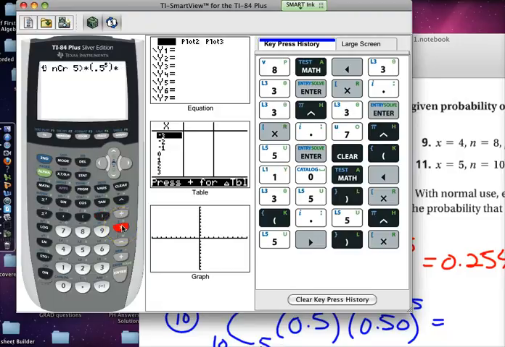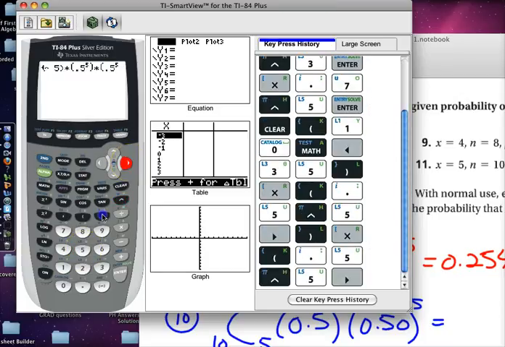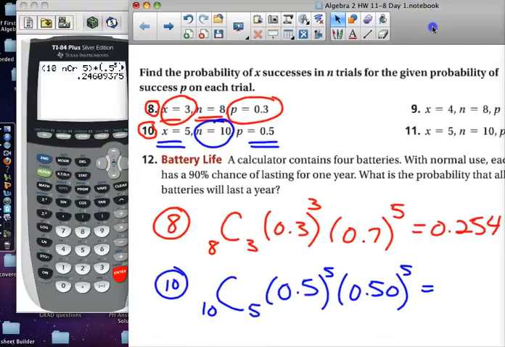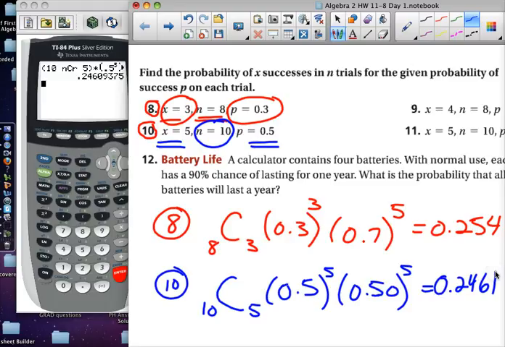same thing, and basically we could have punched it in as 0.5 to the 10th power, but I wanted to give you an example here of punching this in at one time so that everybody can see how that needs to be done. So we have the whole string in there. We have, hey, do the combination piece first, then do the 0.5 to the 5th and the other 0.5 to the 5th, and enter. So we would get approximately 0.2461. So now you have 2 more of these to do. Hopefully that has been enough to help you out.